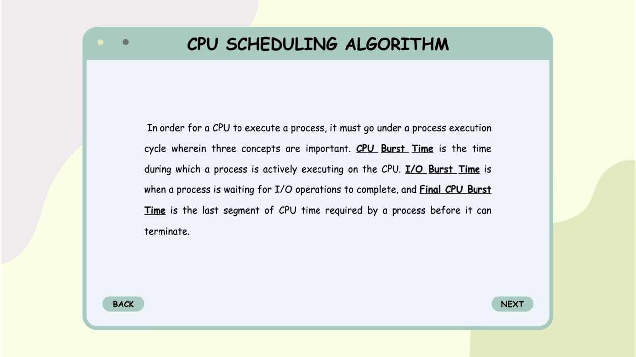For us to better understand what CPU scheduling is, we are going to look into its key concepts. First things first, the CPU burst time. This is the time that the process spends executing. Second is the I/O burst time, or the time that the process waits for I/O operations to complete. And last one being the final CPU burst time, aka the last segment of CPU time before a process terminates.